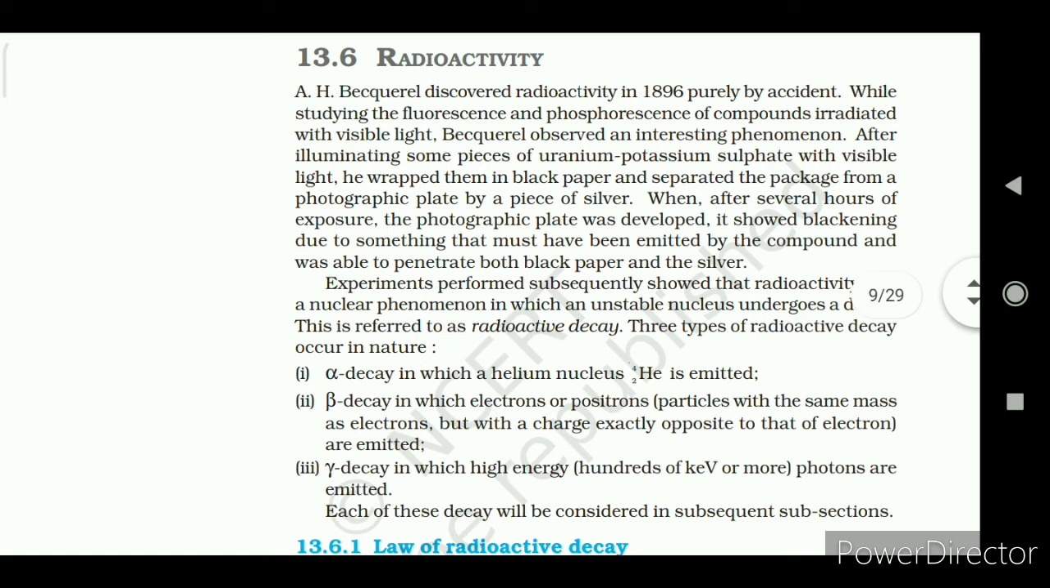T half is equal to ln 2 upon λ, which equals τ ln 2. Radioactive elements that are short-lived, that is, have half-lives much less than the age of the universe, have obviously decayed long ago and are not found in nature. They can, however, be produced artificially in nuclear reactions.